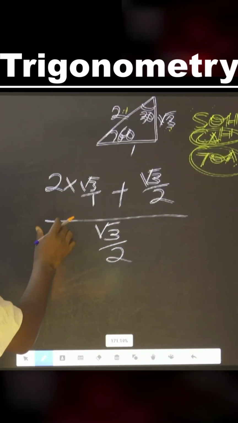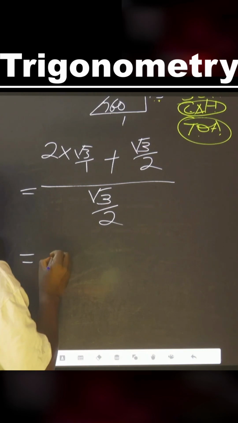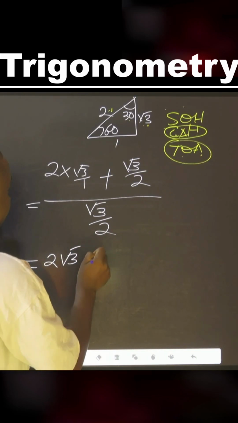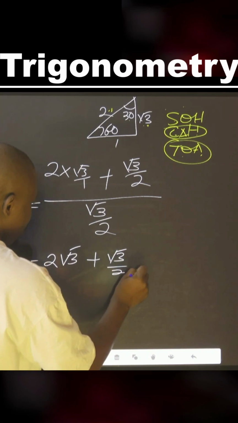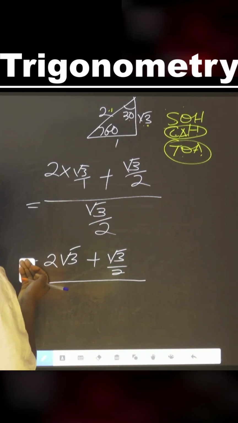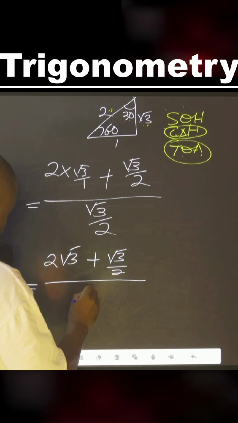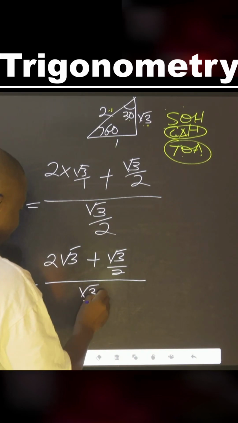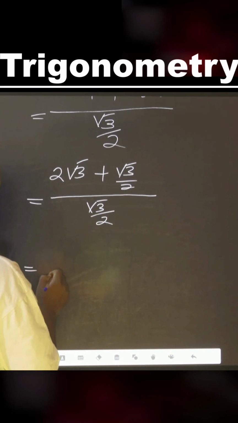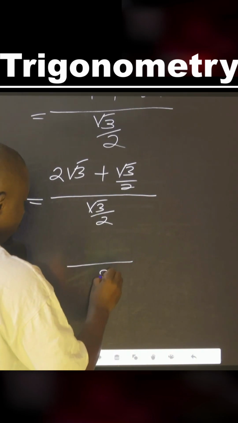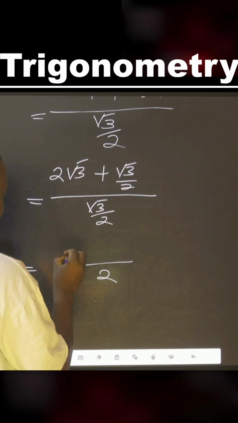That is all. This is simply what? 2 square root of 3 plus square root of 3 over 2, all over square root of 3 over 2. Then we need to work on this numerator. Going to have 2 here. This will give us 4.